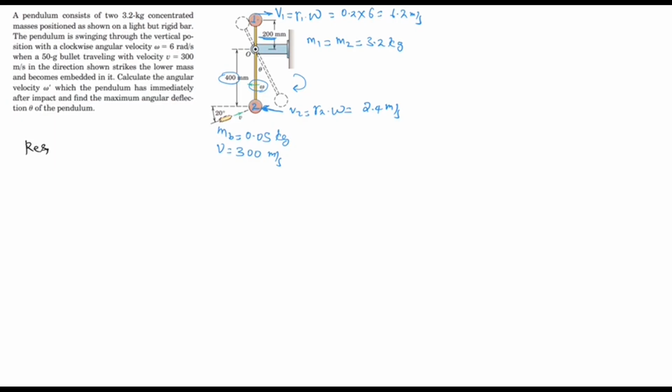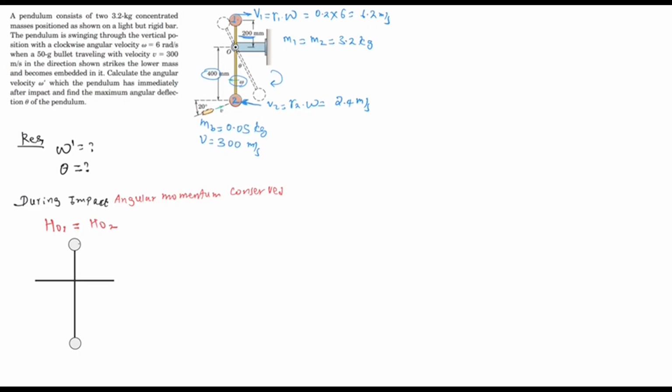Now the required parameters are to evaluate omega prime and then the maximum angle theta. So let's apply the conservation of angular momentum, because during the impact the angular momentum is conserved, as no external force or moment is applied over the system. So if angular momentum is conserved, we know that H01 is equal to H02, which means before impact and after impact the angular momentum will be the same.